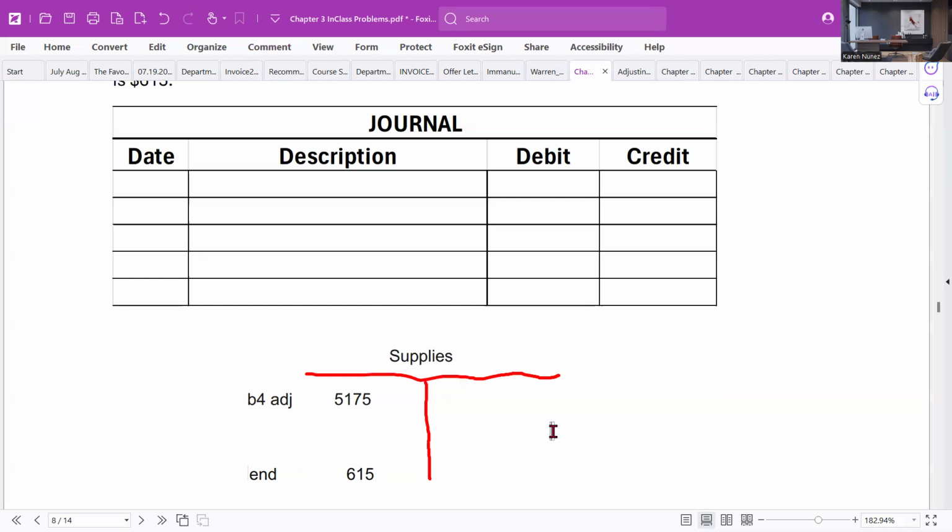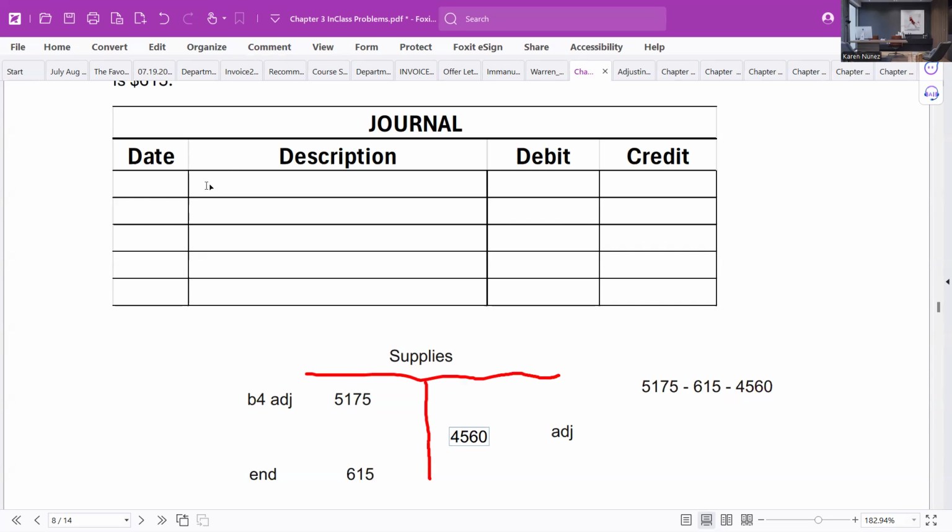That means over here we need an adjustment. We need an adjustment to get from 5,175 down to 615. 5,175 minus 615 means our adjustment needs to be 4,560. When we credit this account for 4,560, it will get us down to where we need to be. It will update the account, bring the account up to date.